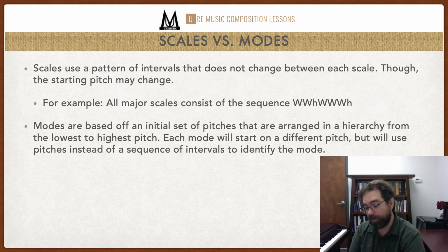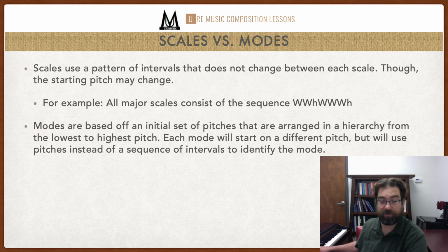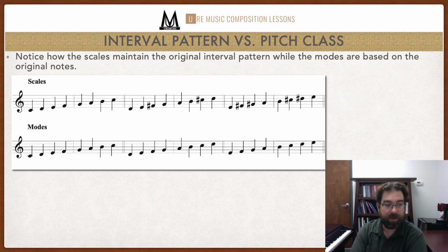So when we write 16th century counterpoint, they weren't really using major and minor modes at the time. They were using the actual church modes. So you could start on a C, or you could start on a D, or an E, or an F. And each one of these modes, depending on the note that you start on, actually has a specific name. So notice how these scales here, they maintain the original interval pattern, while the modes are based on the original notes. So here's your C major scale again.